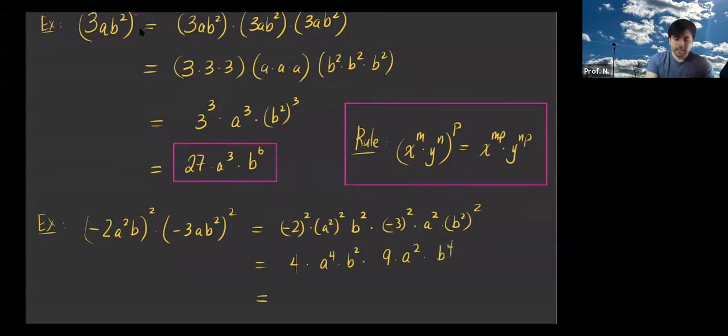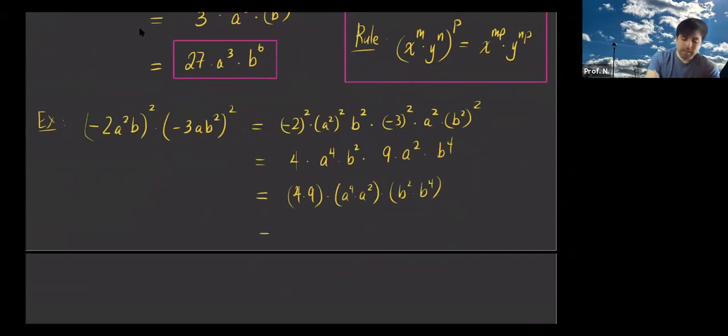Then what do we do? We associate everything that's of like kind, right? 4 times 9, that's something you can pair up. A to the 4th times a squared, you can pair up. B squared times b to the 4th, you can pair up. What's 4 times 9? 36. What's a to the 4th times a squared? A to the 6th because you multiply the bases, so you add the exponents. And the same thing goes for b to the 6th. So yes, Emil, you are correct. Very good.